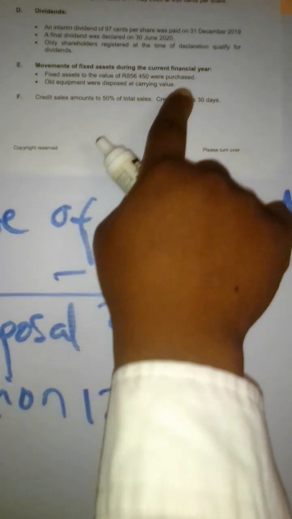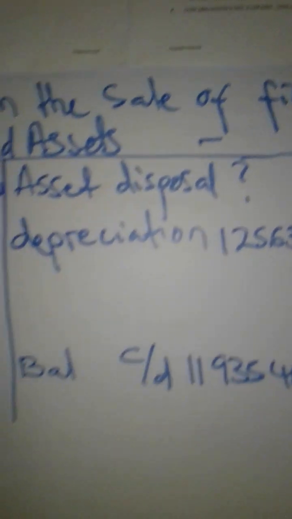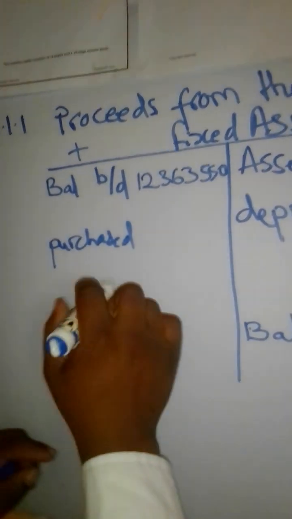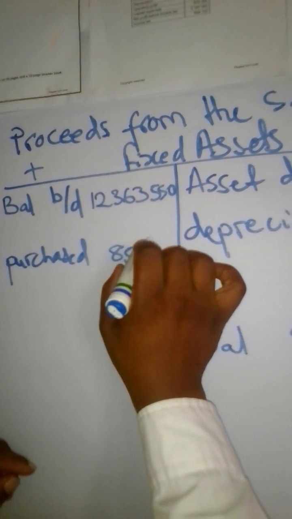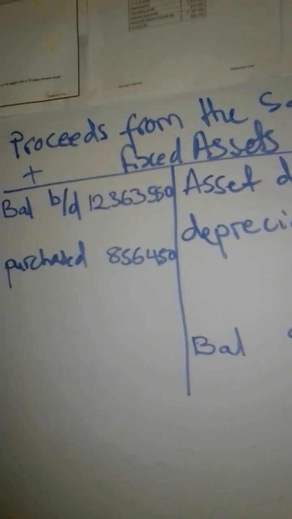And then now we can also record the fixed assets to the value of 856,450 that were purchased. These assets that were purchased are increasing our fixed asset account. So we record the purchases this side. How much is it? It was 856,450. When you have got all this, then you are fine.